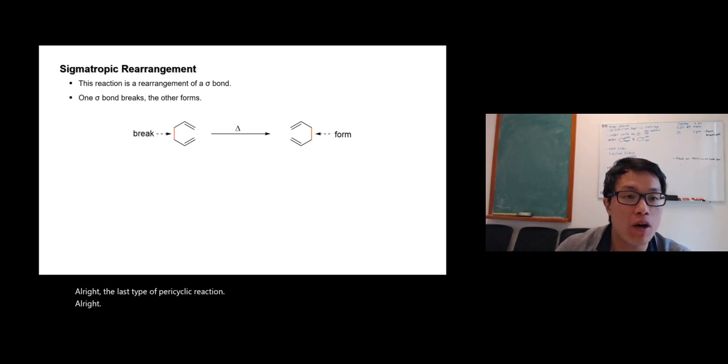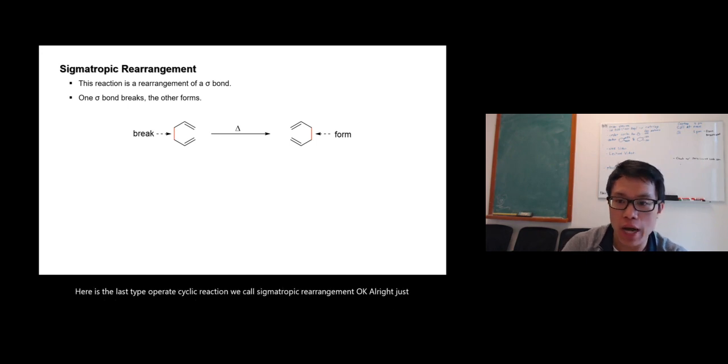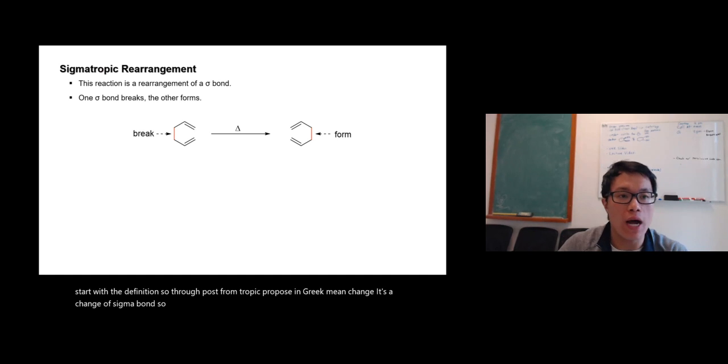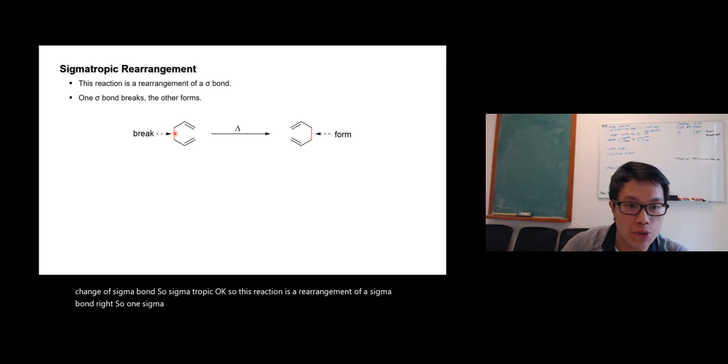Here is the last type of pericyclic reaction we call sigmatropic rearrangement. Just start with the definition. Tropos, like from tropic, tropos in Greek means change. It's a change of sigma bond, so sigmatropic. So this reaction is a rearrangement of a sigma bond. One sigma bond breaks right here, which I label in red, and then the other one is formed.